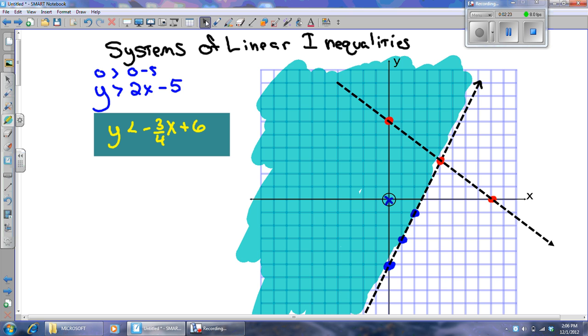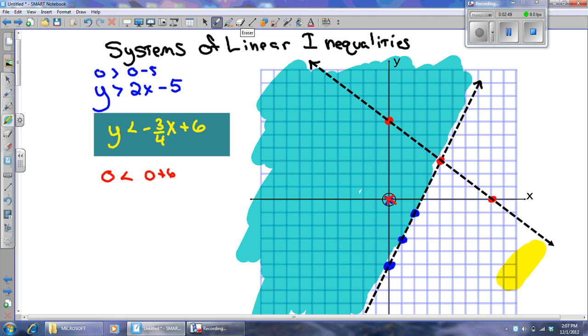I'm going to extend that a little bit, and of course I'll put an arrowhead on the end. Going to use my test point. Love to plug in 0, 0. Same test point, right? 0 is less than 0 plus 6. Is 0 less than 6? Why, yes, it is. So since that's my yellow equation, I'm going to shade it in yellow.